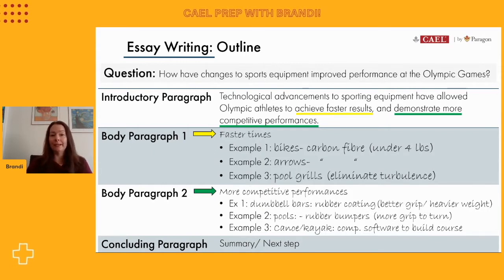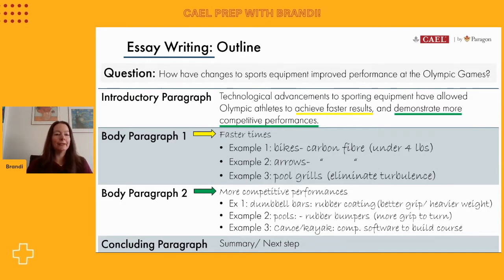Again, you'll notice the order is very well organized. Because we introduced faster times first in the introduction, we're going to address faster times first in the middle of the essay. Likewise, the competitive performances comes second in the introduction. So that's why it's the second body paragraph, and so on. Okay, so that's the basic structure. So what I'd like to do now again is we're going to take this outline and put it into paragraph form. So this is the next step, your draft process, if you will, on the CAEL test.